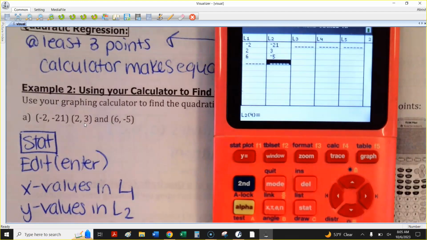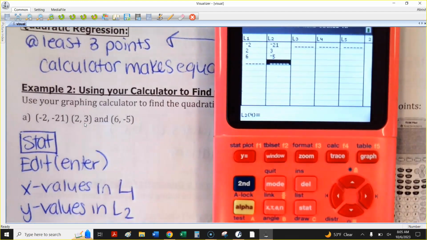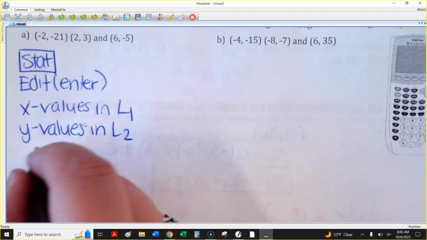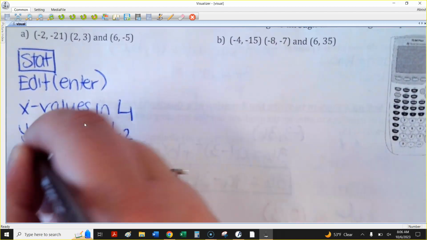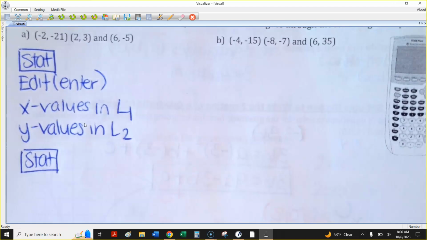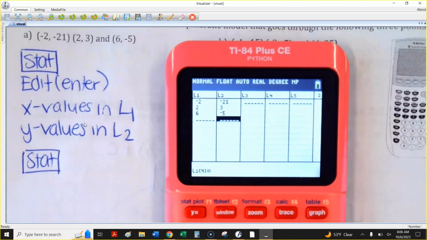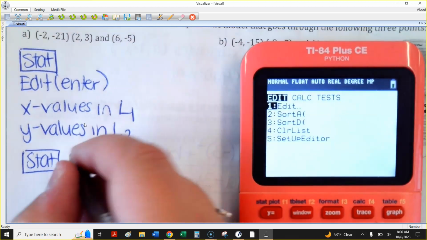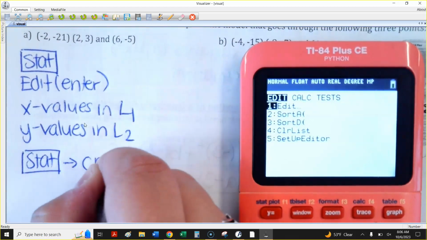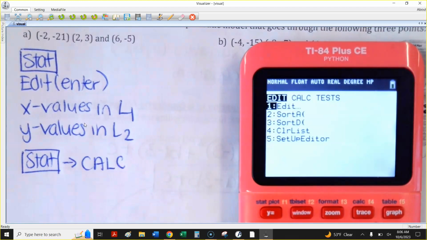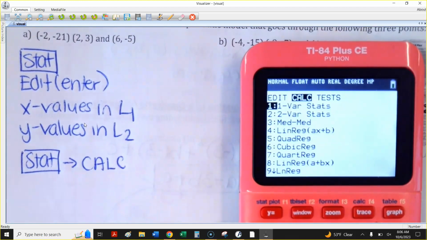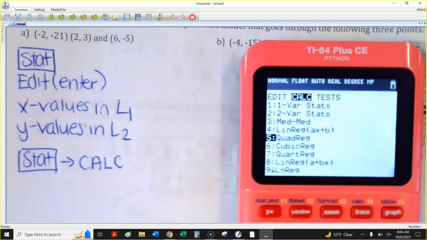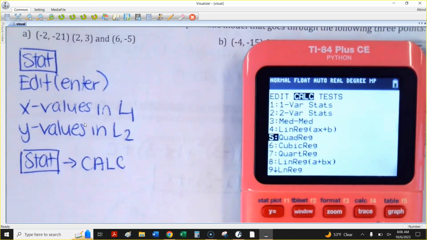Okay, now once you're here, what you're going to do is hit that lovely stat button one more time after you enter the data, and it takes you back here. Now, use the arrow key across the top. You want to go to the menu that says Calc, standing for Calculate. It should be the fifth one down. It says QuadReg, that stands for quadratic regression.